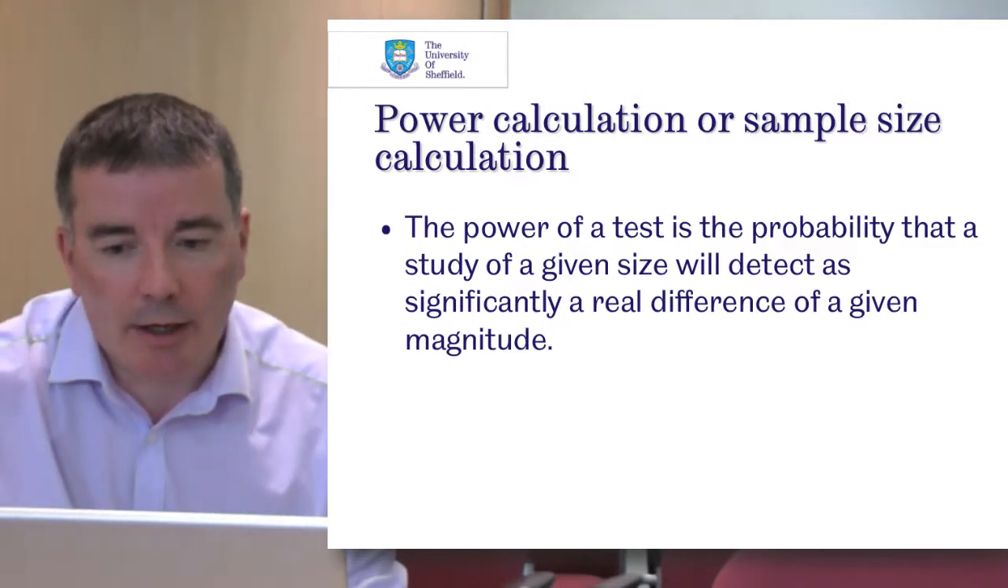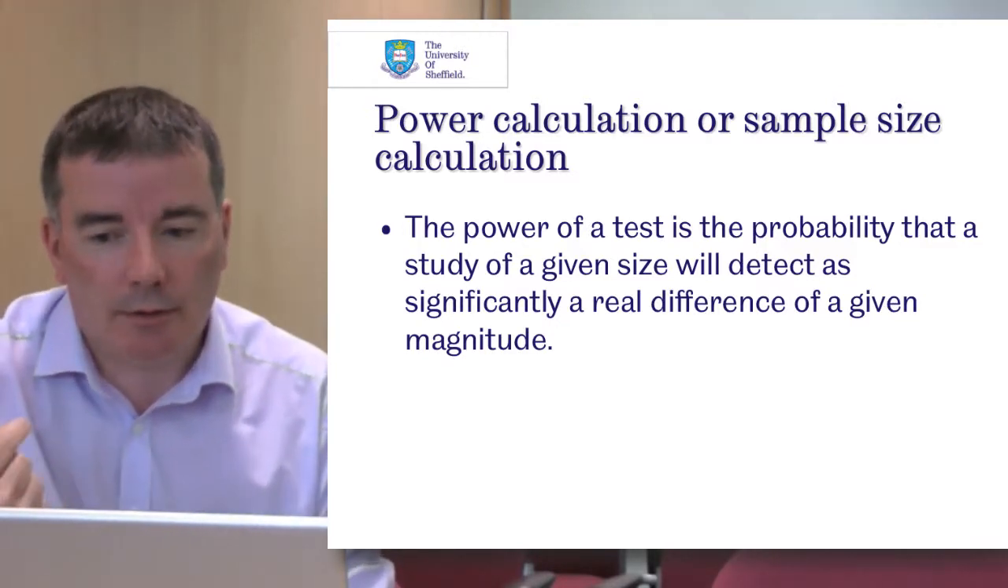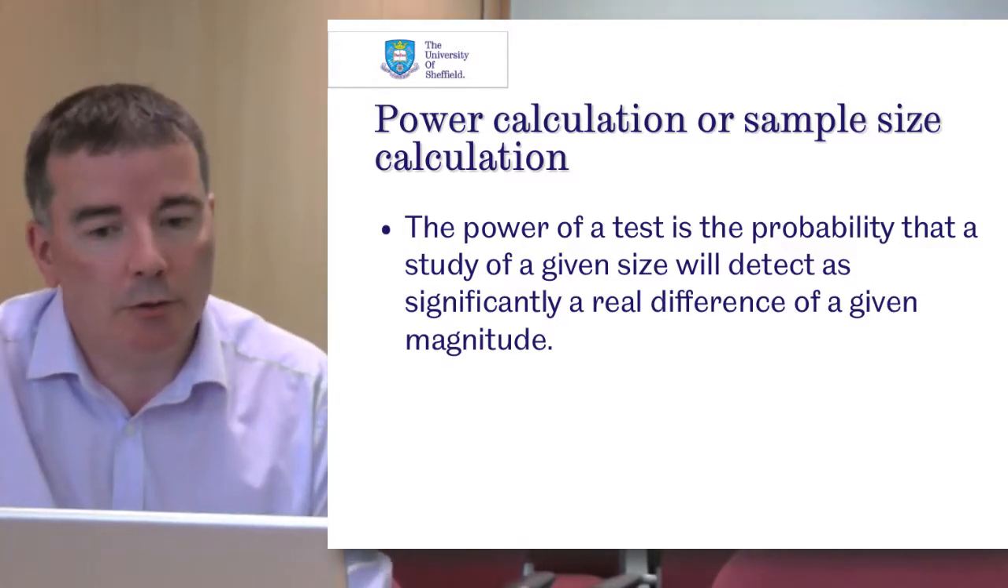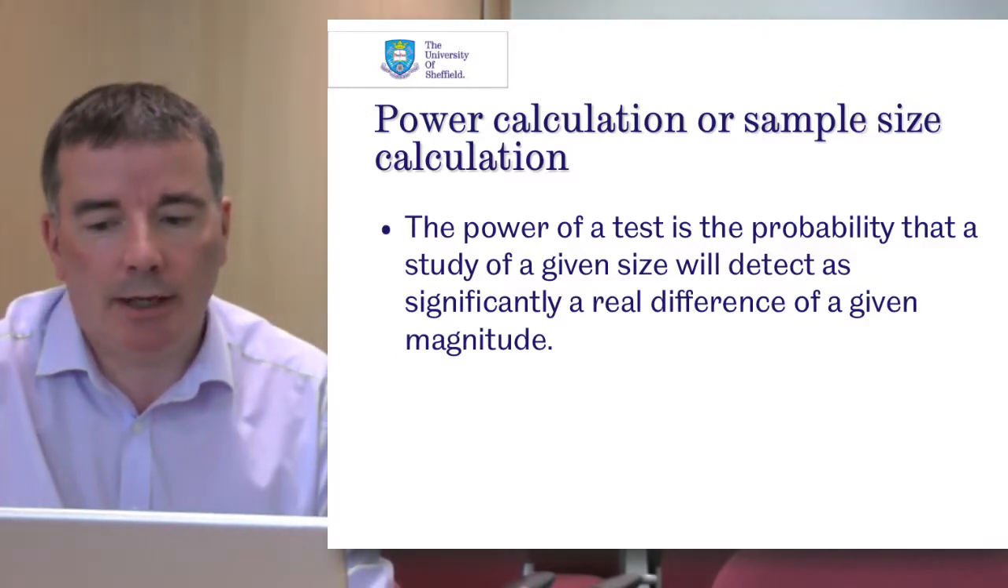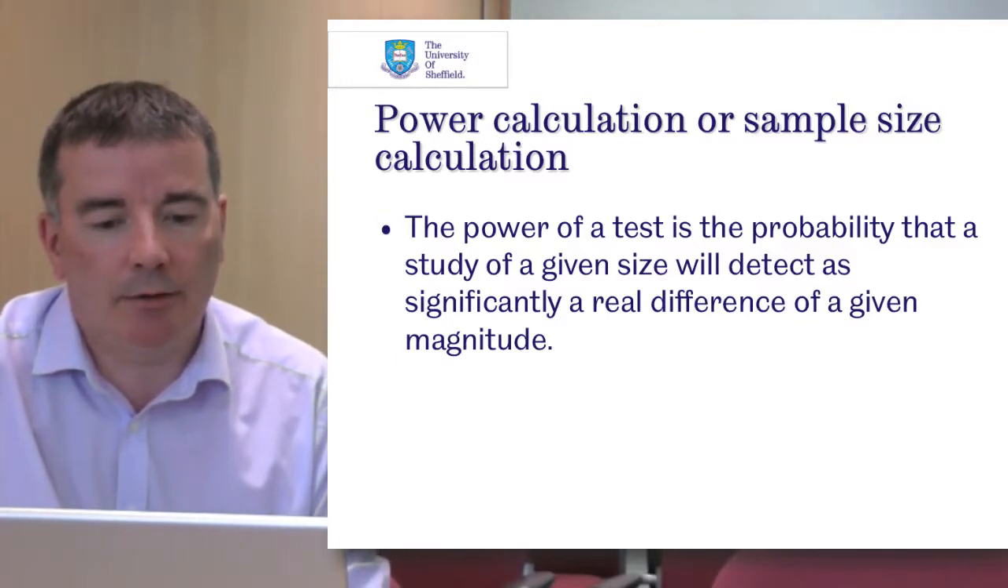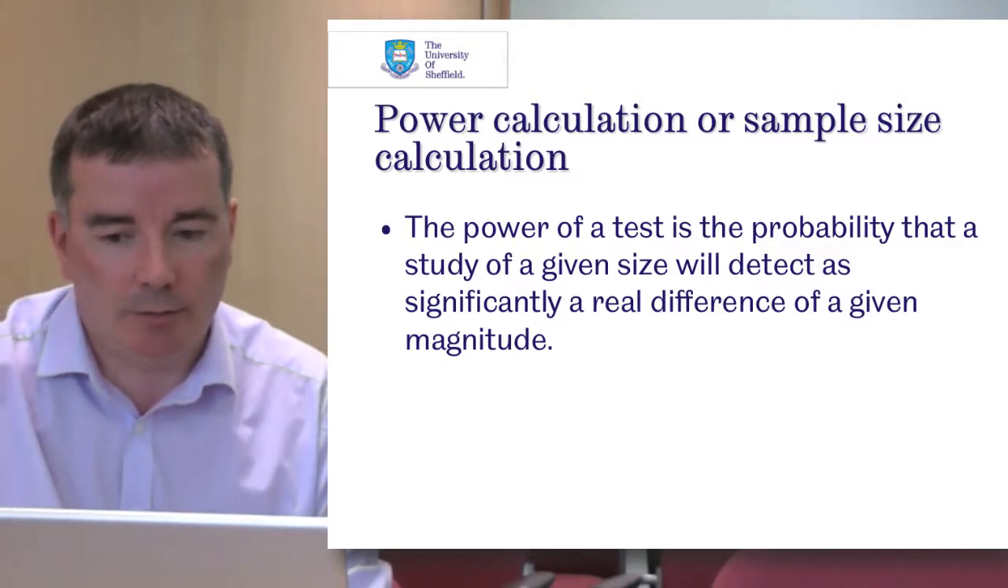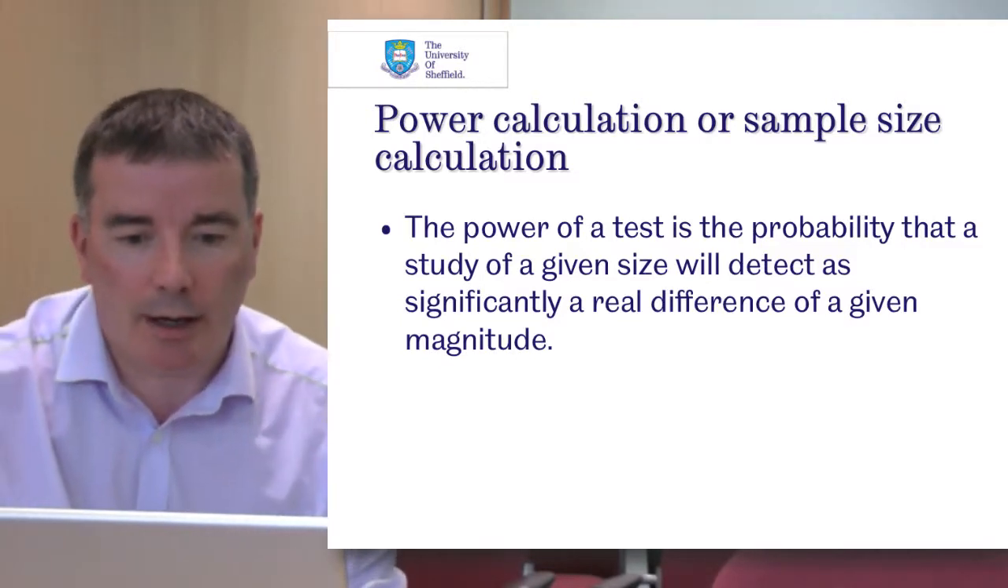Here we see the definition of a sample size calculation, which is also known as a power calculation. The power of a test is the probability that a study of a given size will detect a real difference of a given magnitude. And I'm going to explain what that actually means.